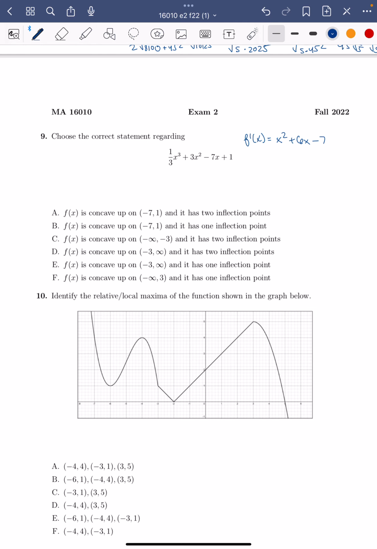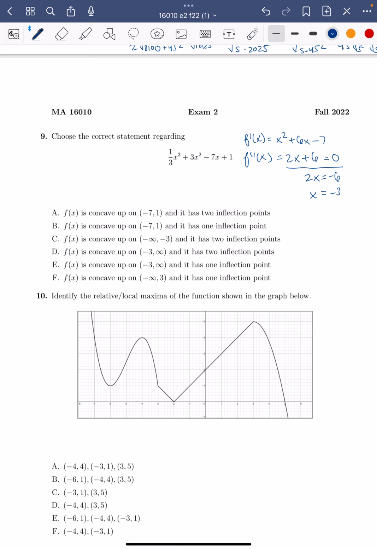Let's find the second derivative. f double prime of x equals the derivative of x squared, which is 2x, plus the derivative of 6x, which is 6, and then negative 7 is a constant, so that will be 0. To find where our inflection points are, or where our concavity can switch from concave up to concave down, or vice versa, we need to set the second derivative equal to 0. If we solve this equation, we find that 2x equals -6, and then x equals -3, giving us an inflection point at -3.